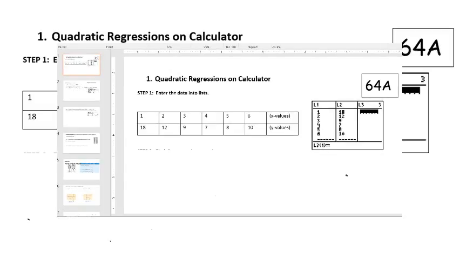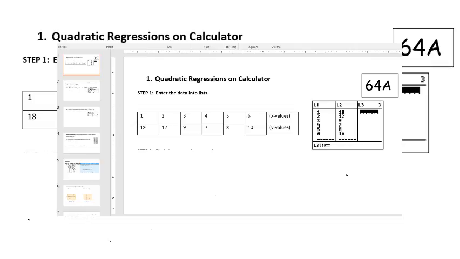Hello everyone. If you haven't watched the linear regression video, please do that first. Quadratic regression topics are very similar to the linear regression topic, and we will be using pretty much the same process. Today I will go over the calculator steps with you, and we will be able to find the quadratic regression equation, and then we will also be able to find a maximum and a minimum of a quadratic equation from that regression equation.